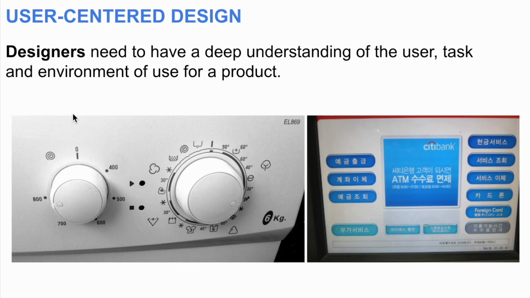Designers need to have a deep understanding of the user, task, and environment of use of a product. For instance, this is an example of a washing machine, and can a user actually use this? Do they understand the symbols?